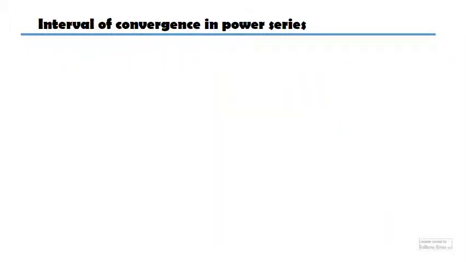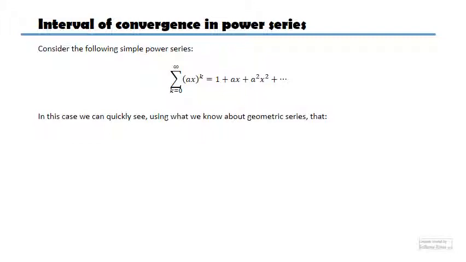So let me start with a simple example. Let's have b equals 0. Now, if b equals 0, you're going to get the following thing, right? You're going to get a, 1, x, x squared, and so on. But this thing here is just a geometric series, right? In which this part is the ratio.